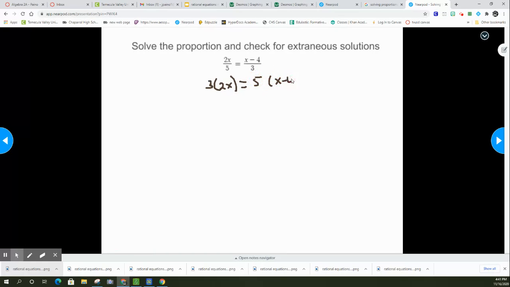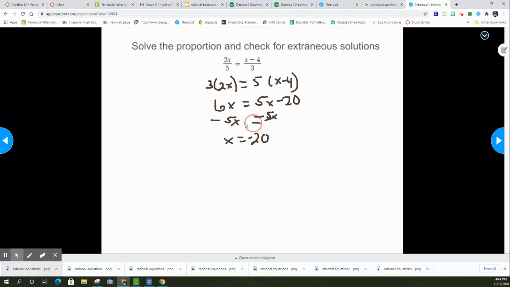Now I just have to do the multiplication. So I get 6x equals 5x minus 20. I'm going to subtract 5x from both sides. 6x minus 5x is just x. So x equals negative 20.